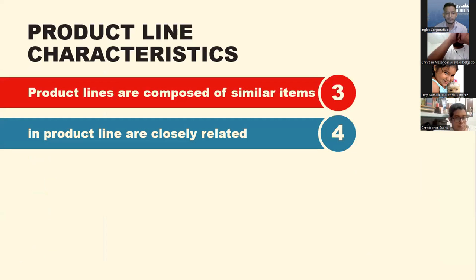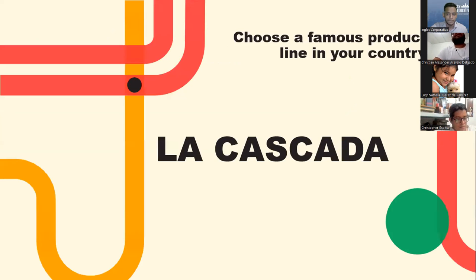These are two product line characteristics. One thing: product lines are composed of similar items. The items in a product line are closely related. All items that we produce are related to each other. How do you say it? Among them. Among them.